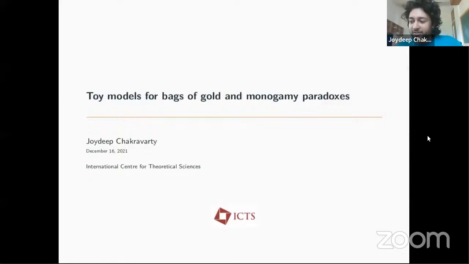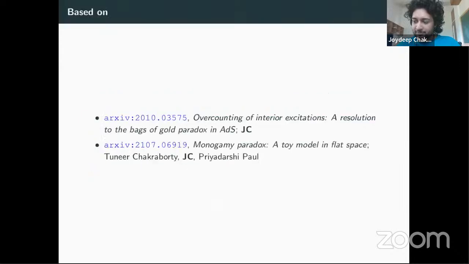Yeah, good morning, everyone. And thank you, organizers, for inviting me to this conference where we have seen many fantastic talks over the past few days. So today I'm going to present my recent work on aspects related to black hole information. The title of my talk is Toy Models for Bags of Gold and Monogamy Paradoxes. This is based on two papers, one on the overcounting of interior excitations and another on the monogamy paradox, with Tunir and Priyadarshi, who are two junior graduate students at ICTS.